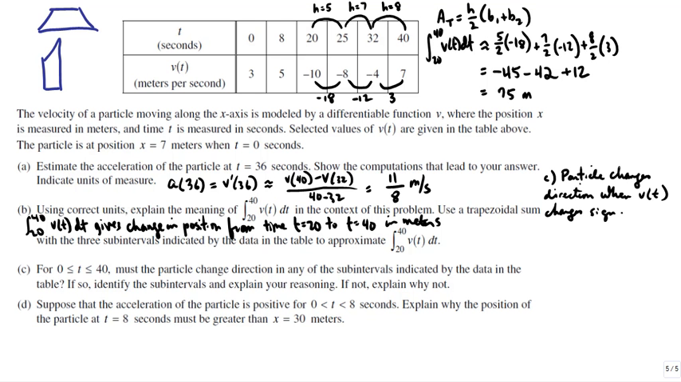So I start out by saying particle changes direction when v of t changes sign. When velocity is positive, the particle is moving to the right. When velocity is negative, the particle is moving to the left.